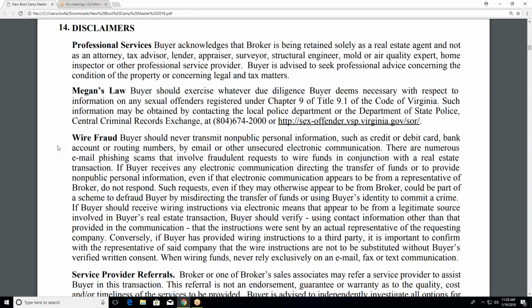Megan's Law: buyers should exercise whatever due diligence buyer deems necessary with respect to information on any sexual offenders registered under Chapter 9 of Title 9.1 of the Code of Virginia. Such information may be obtained by contacting the local police department or the Department of State Police, Central Criminal Records Exchange, and there's the hyperlink. That's it. You tell them this is here.